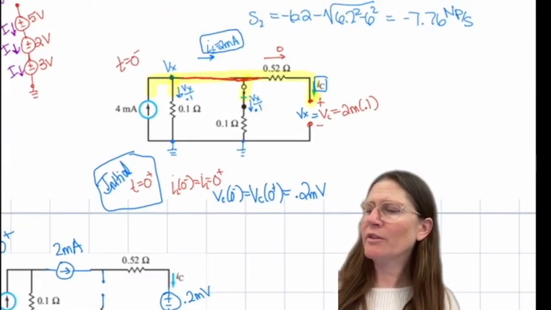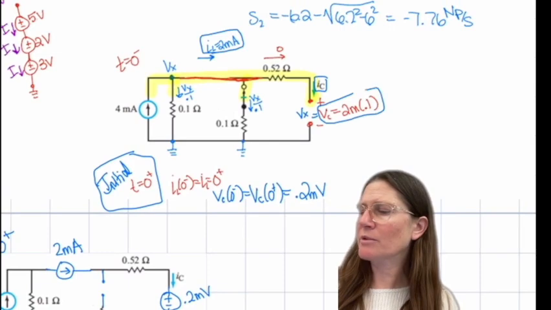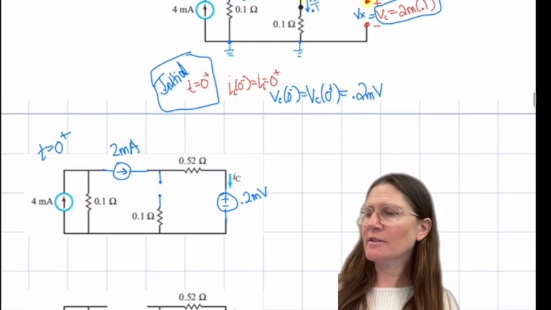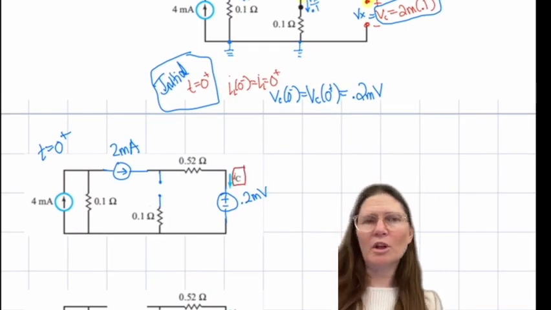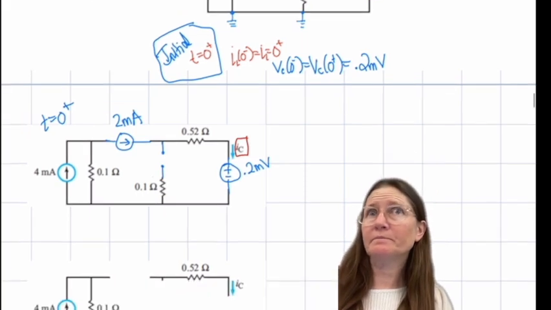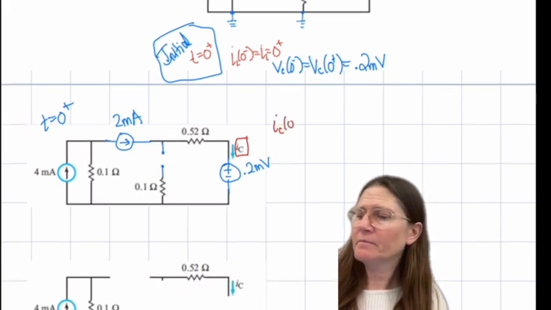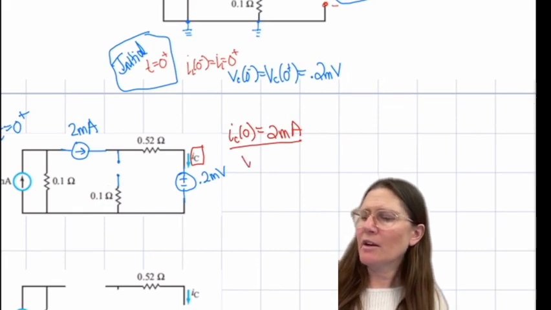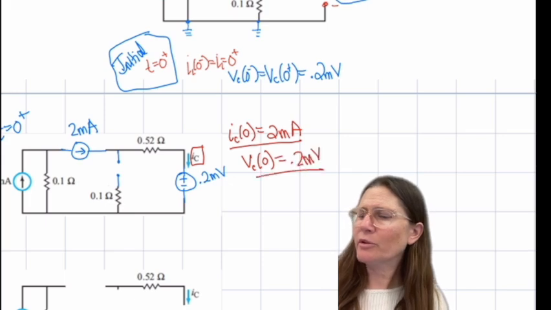So we use this value and we use this value to find this initial IC of 0. So what will IC of 0 be here? Correct, 2 milliamps. So that's going to be our initial value. And then our VC of 0 is the 0.2 milli. So those are our initial values.